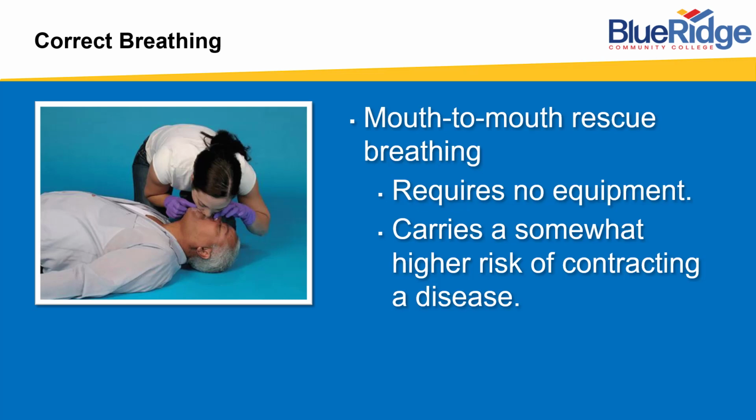To perform this method, follow these steps. Open the airway with the head tilt chin lift maneuver or the modified jaw thrust. Pinch the patient's nostrils together with your thumb and forefinger. Keep the patient's mouth open with the thumb of whichever hand you are using to lift the patient's chin. Take a deep breath and then make a tight seal by placing your mouth over the patient's mouth.